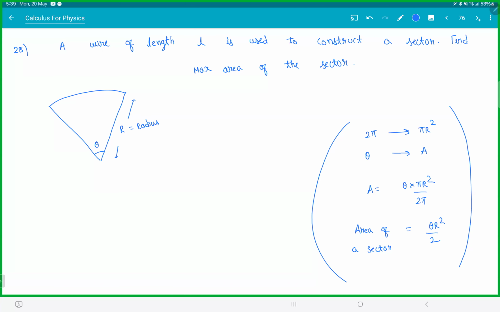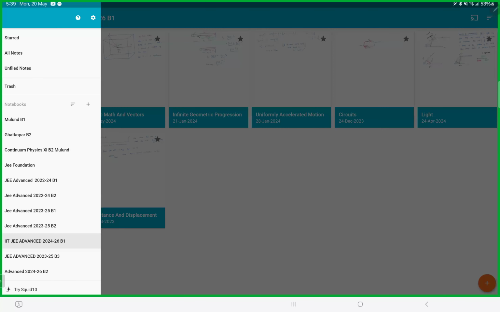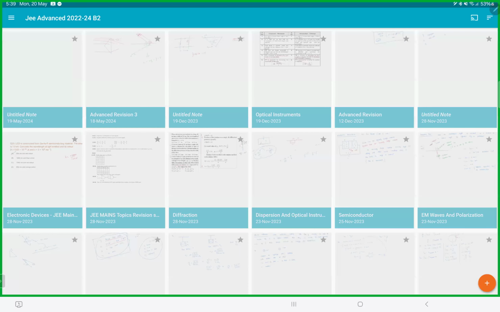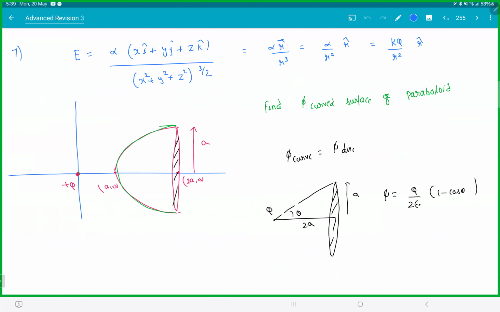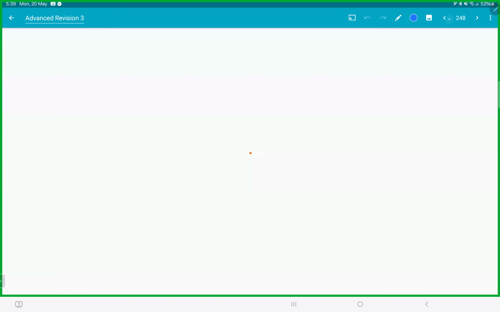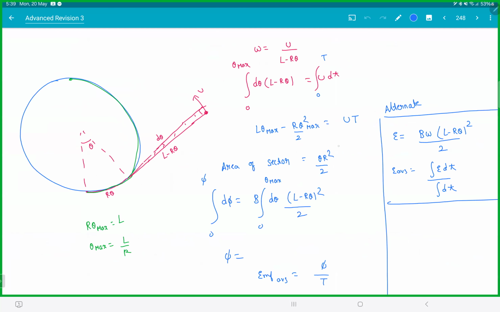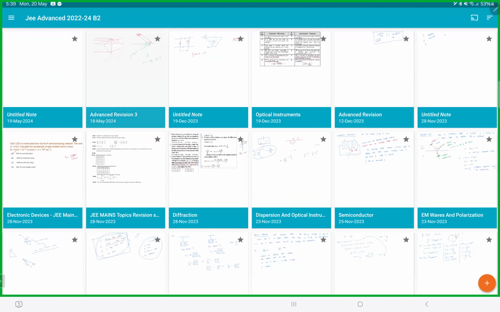I was recently teaching your seniors this thing, this area of a sector. Your seniors who are going to give the advanced exam this week. They had a more weird question though. There, area of a sector, theta r square by 2, like that's just a part of the question. This question was a deadly one. That's a different thing though.